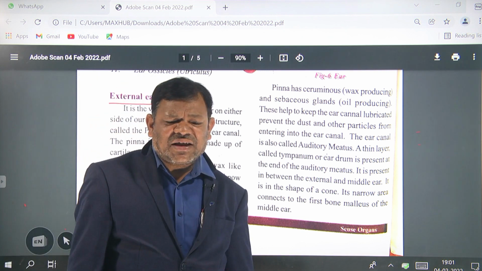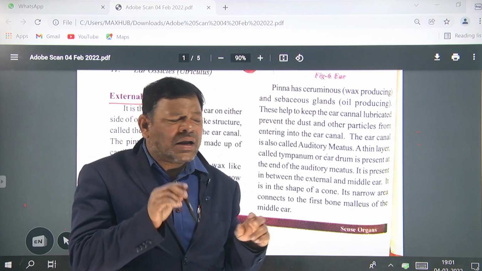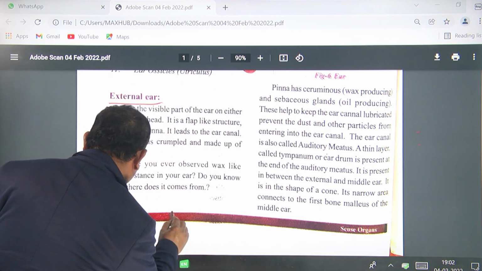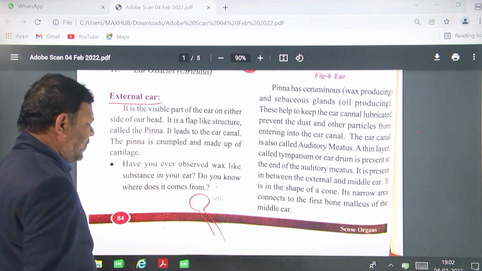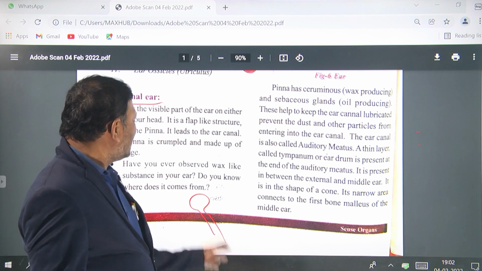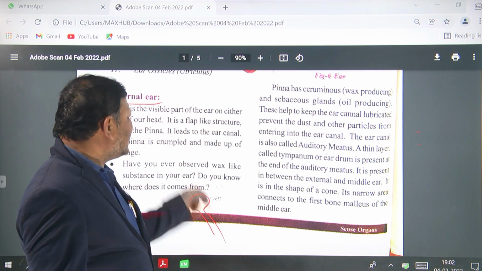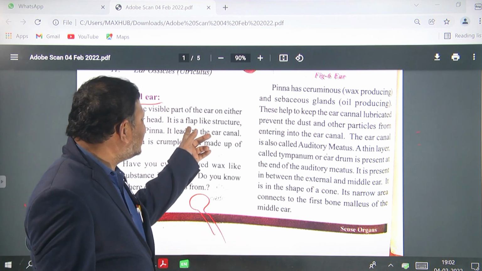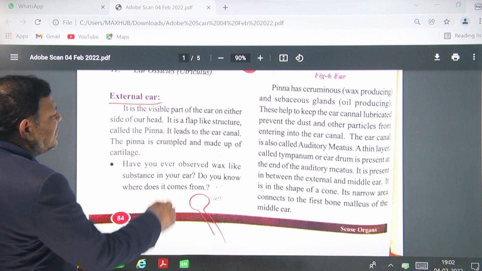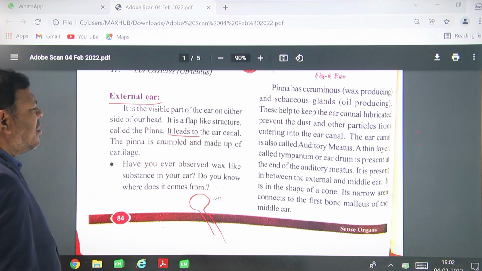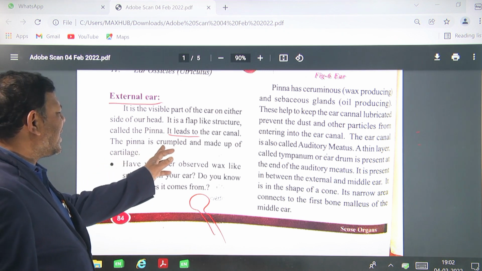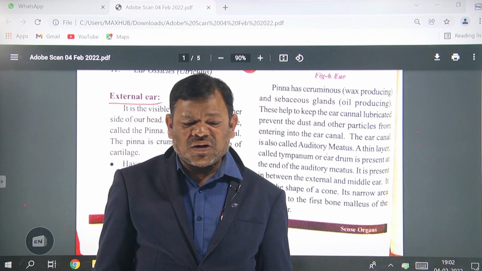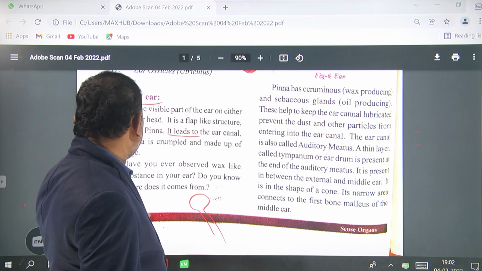If you go to marriages, you can see it. It is a flap-like structure. Yes or no? That's why it is called the pinna. Why is it called pinna? Because it is a flap-like structure. And this pinna leads to the ear canal. The pinna is crumpled and made up of cartilage. What is the pinna made of? Cartilage, not bone. So this is about the pinna.